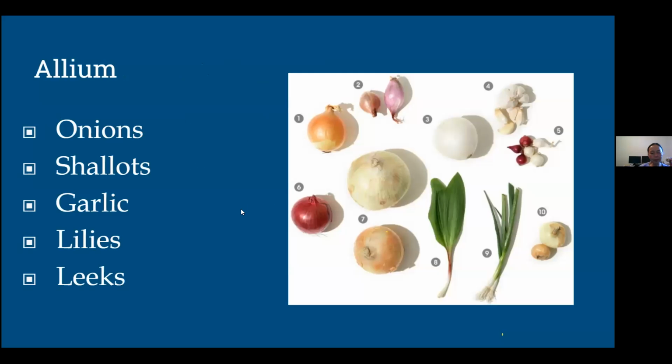So now we're going to move on to the allium family, which makes up the onions, shallots, garlic, leeks.